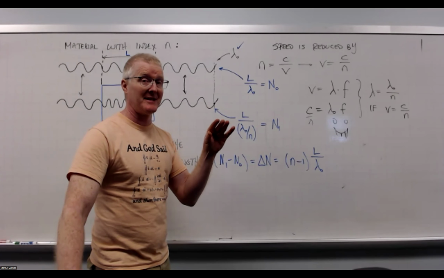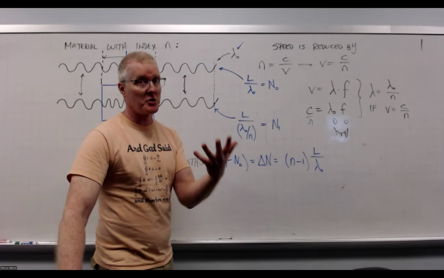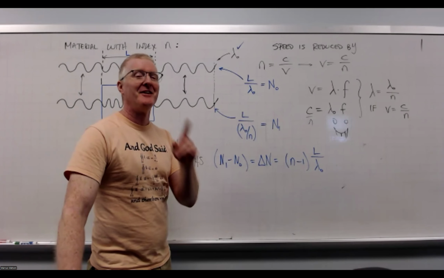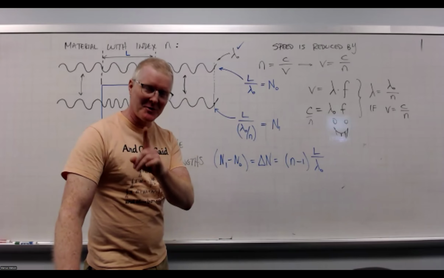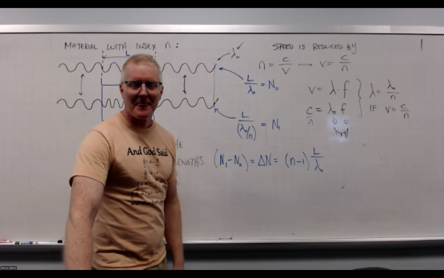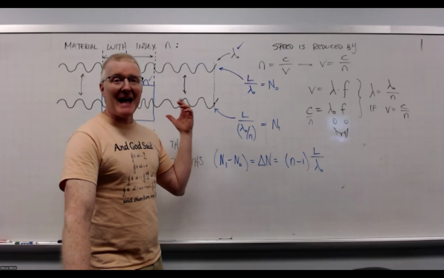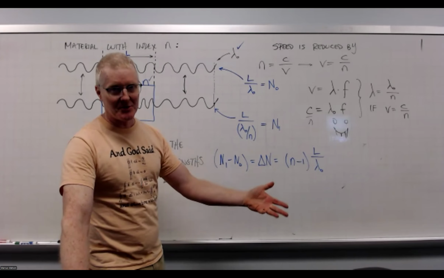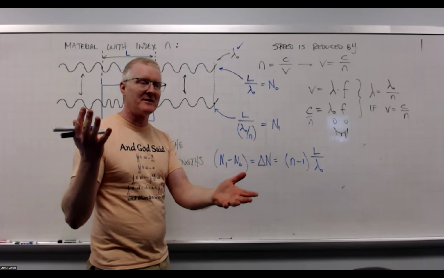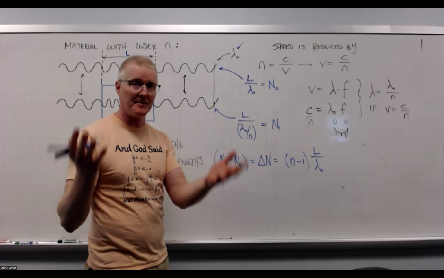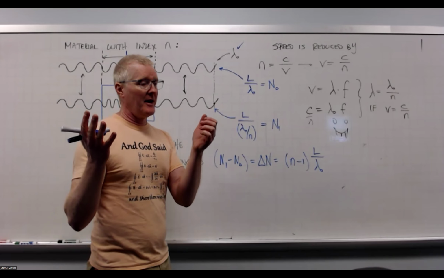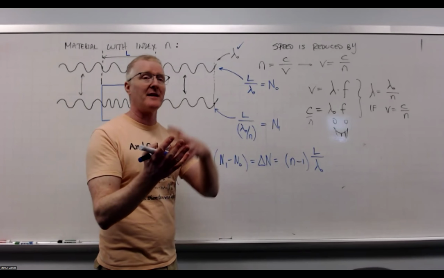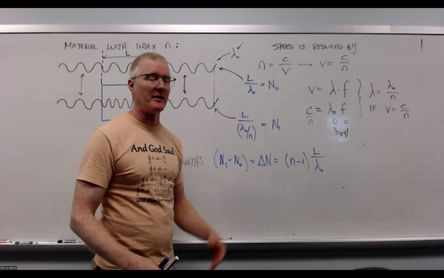If it's 3 full wavelengths different, guess what kind of interference we're going to have? All right. Constructive. If it's a half wavelength different, guess what kind of interference we're going to have? Destructive. You see the similarities here, it's the same thing as with the double slit. If I get a half wavelength difference, I get destructive interference. If I get a full wavelength, I get constructive, and it just kind of goes on. Same idea here.